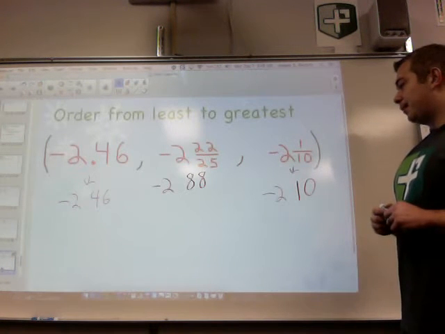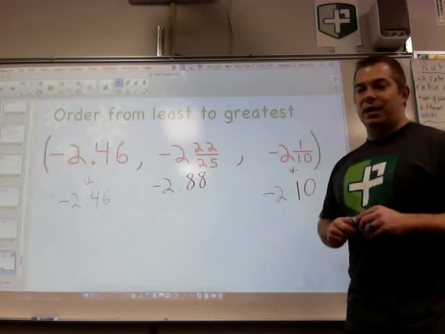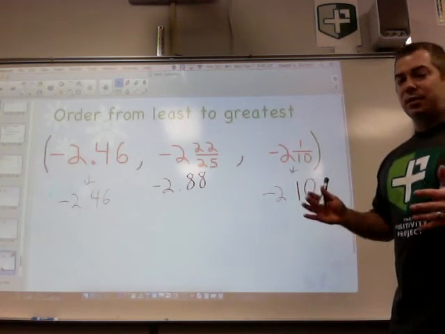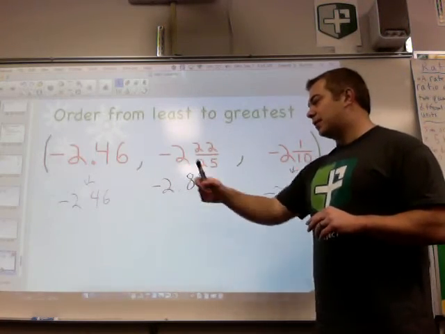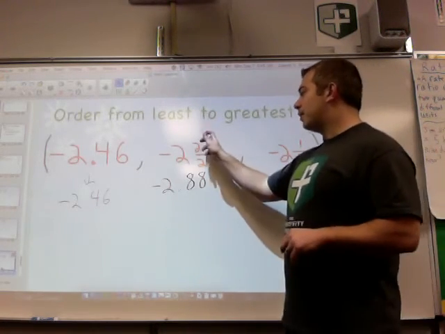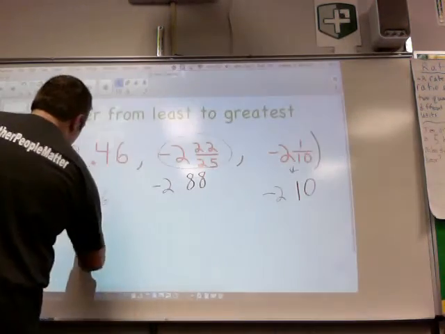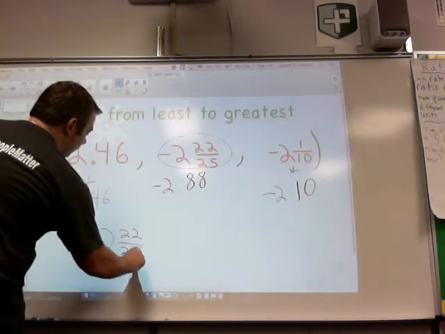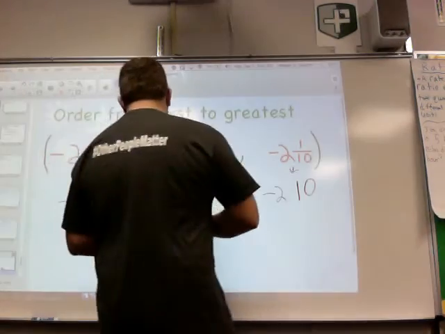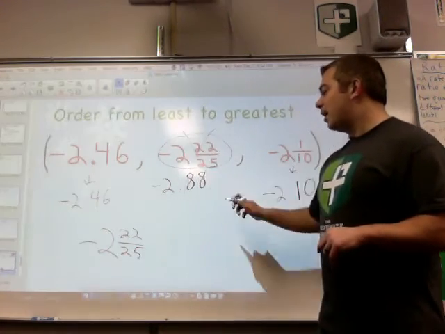Now I could order it. Okay, which one is least? Which one is the furthest away left on my imaginary number line from 0? And negative 2 and 88 hundredths would be furthest left. So this number right here will be my least number, negative 2 and 22 over 25. Now I have to rewrite it in its original form. Okay? I'm done with that one, so I can forget about it for now.